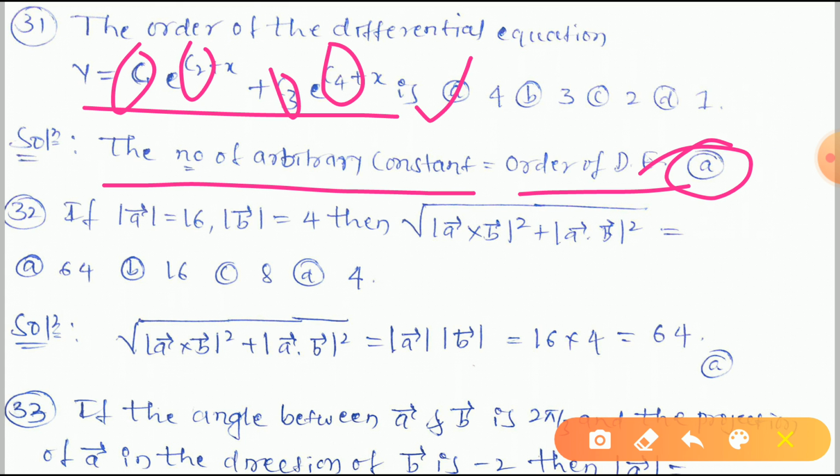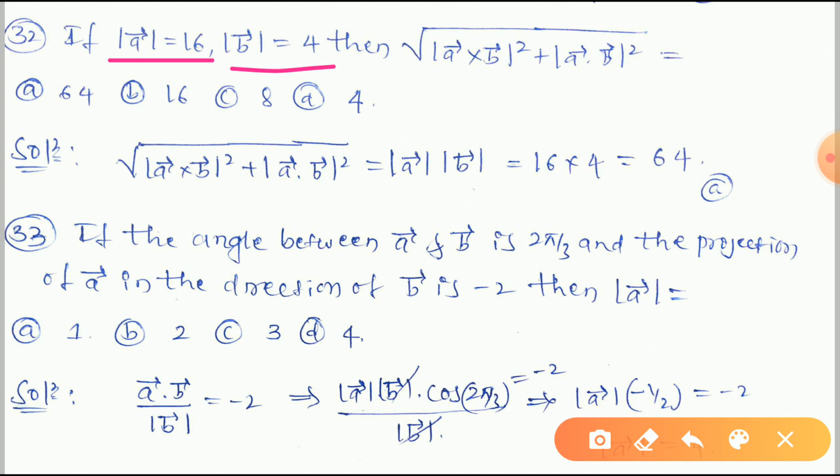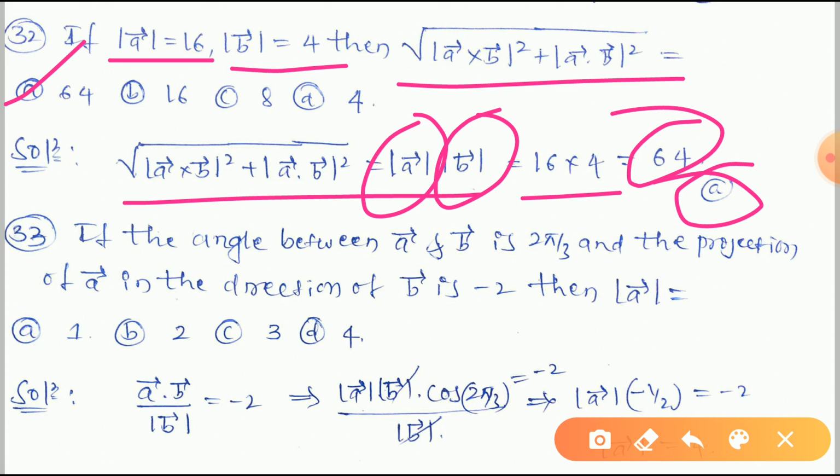Okay, next move on to question number 32. If magnitude of vector A is equal to 16 and magnitude of vector B is equal to 4, then square root under magnitude of vector A cross B whole square plus magnitude of vector A dot B whole square is equal to, here we know one standard result, this is equal to magnitude of vector A into magnitude of vector B. Magnitude of vector A and magnitude of vector B is given, that is 16 into 4 is equal to 64. Therefore the right choice of this question is A, 64.